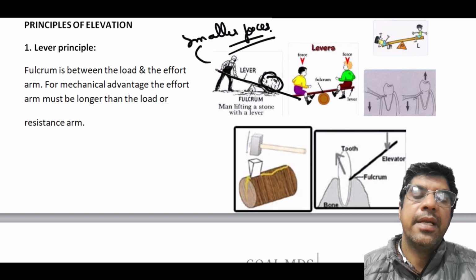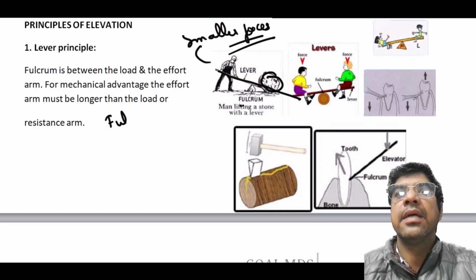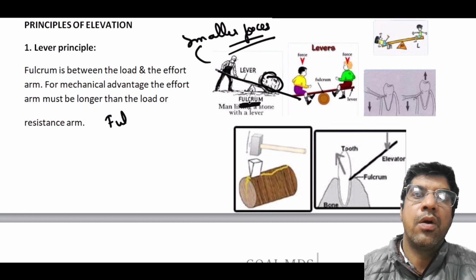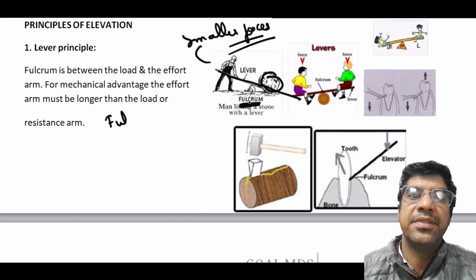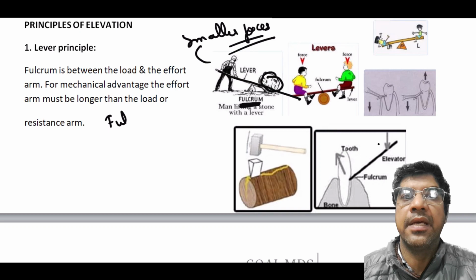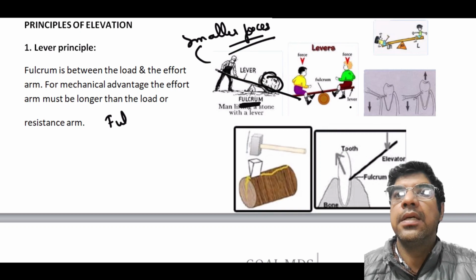So dental elevators work similar like this. Remember, it has a fulcrum. This one is the fulcrum. It is like a pivot or hinge of the lever. In the case of dental extraction, the fulcrum is where the elevator is held, typically near the handle.